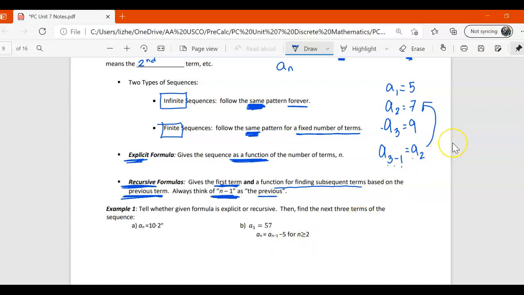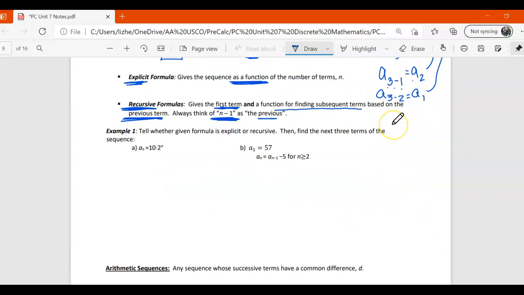Okay. By the way, if I did A3 minus 2, so I'm going to the two previous terms, that's the same as A1, which is 5. So you can play around with that as we do these. You'll see that a little bit.